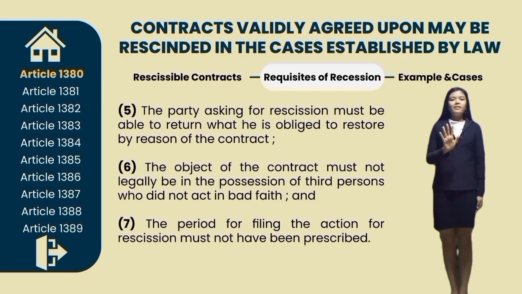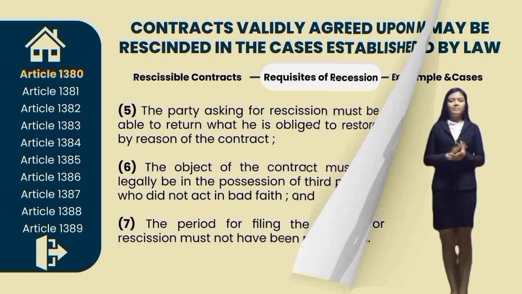Number 5. The party asking for rescission must be able to return what he is obliged to restore by reason of the contract. Number 6. The object of the contract must not legally be in the possession of third persons who did not act in bad faith. Number 7. The period for filing the action for rescission must not have been prescribed.